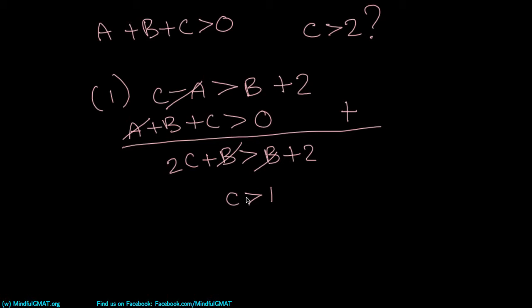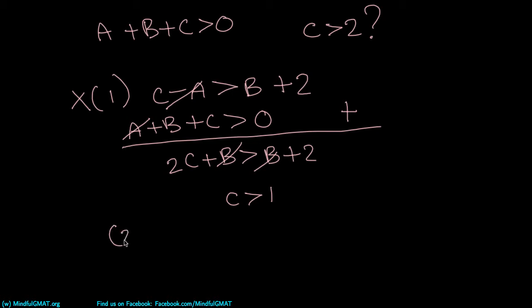So very quickly, conveniently and straightforwardly, we simplified two inequalities to one simple inequality, which reads c is greater than 1. The question is: is c greater than 2? Knowing that c is greater than 1, we cannot answer this question, because c can be, for example, 1.5 or c can be 3. So we don't know whether c is greater than 2. So the first piece of information is not sufficient to answer your question.